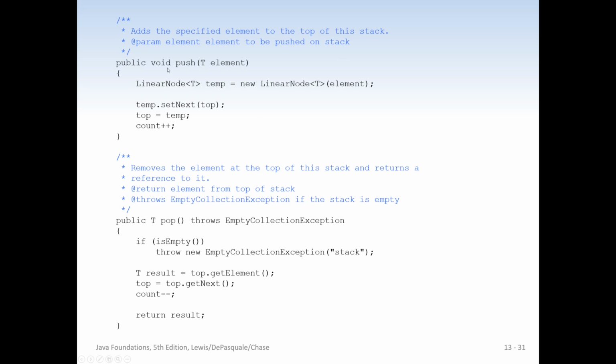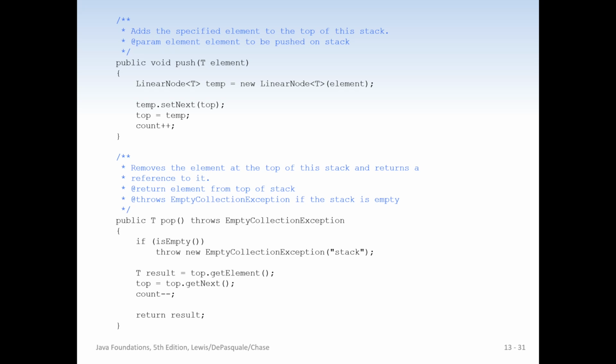So when we implement the interface, we're going to have push, which is going to take an element. Again, this is all generic. It's going to make a new linear node for the internal linked list, and it's going to pass in the element in the constructor, and it's going to set next equal to the top. So the current element that we're going to add, which is this temp, we're going to set the next equal to top, and then we're going to make the top equal to the temp. And remember, we do it in that order so we don't accidentally lose reference to the list. And then we're going to increment the count.